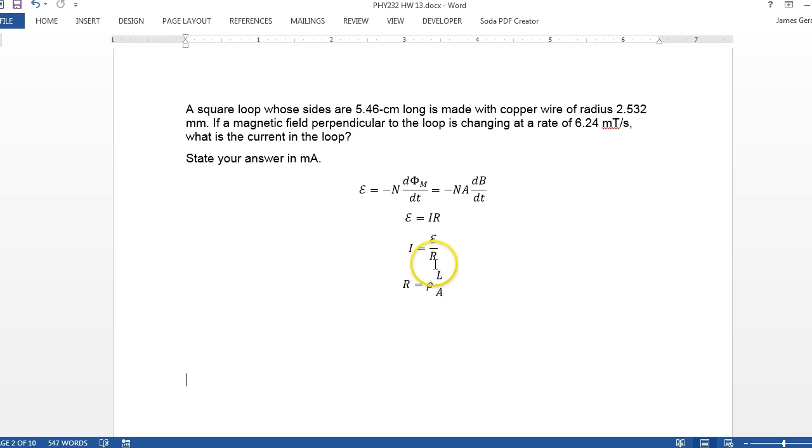Now you've got the resistance from this formula. You have the electromotive force from this formula. You're after the current. And that's it for this problem.